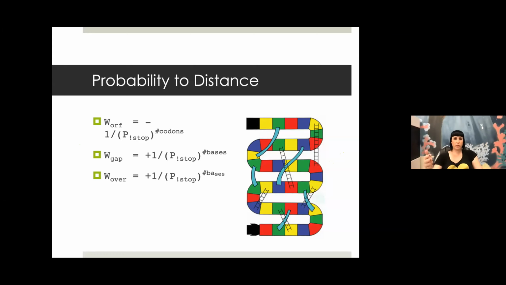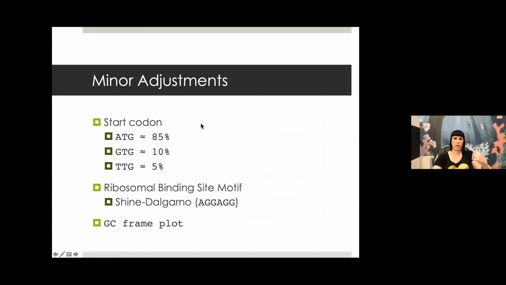So to these equations, I make a few minor adjustments to the ORF scores depending on the start codon, the ribosomal binding site motif, and the GC frame plot. The most common start codon is ATG, followed by GTG, and the least frequent is TTG. There are also a few others like CTG and some extremely rare ones, but I don't really deal with those because not a lot is known about alternate start codons.